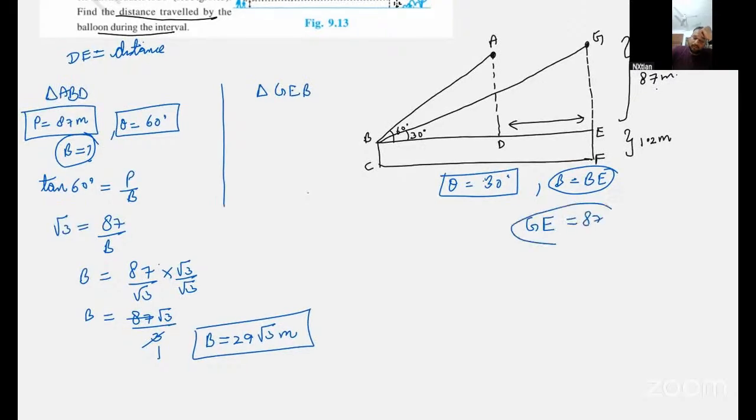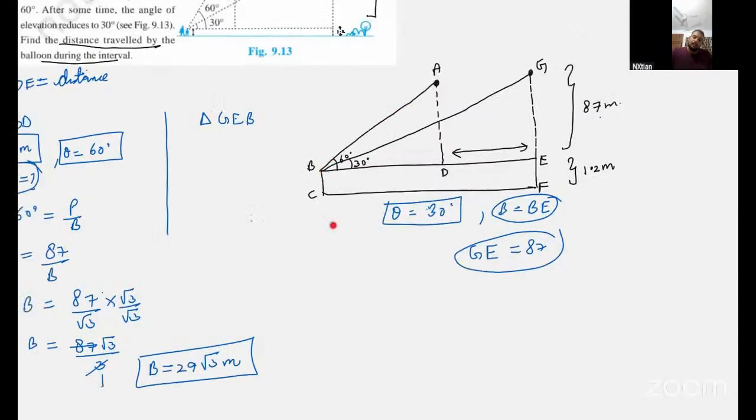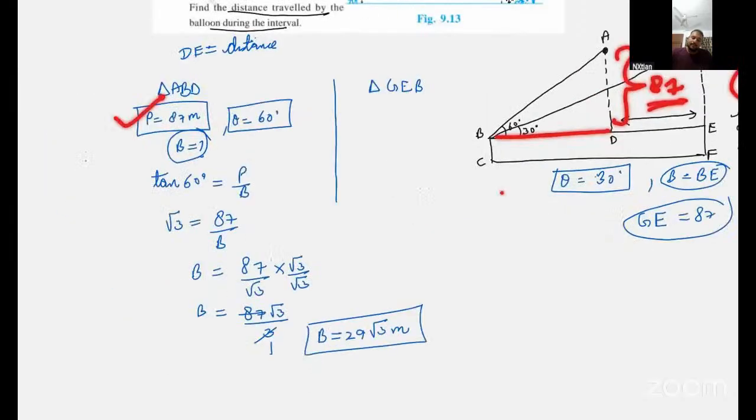Now listen. First we took this triangle ABD. In this we have AD, which is 87, and we have to find this base BD. So the perpendicular is 87 and theta is 60 degrees. I solved it and got the answer as 29 root 3. Did you understand, Godwin? So this base is 29 root 3. Ask me, beta, if you have a doubt.